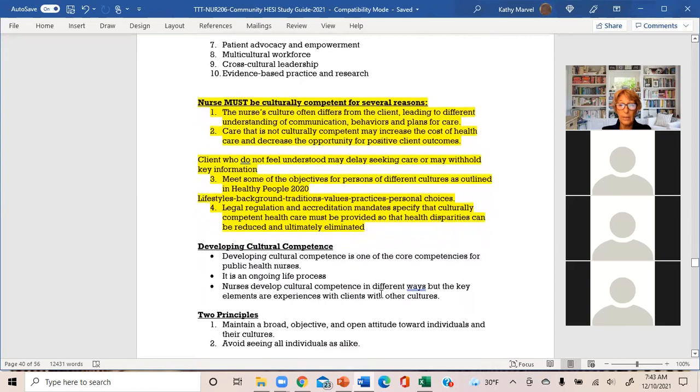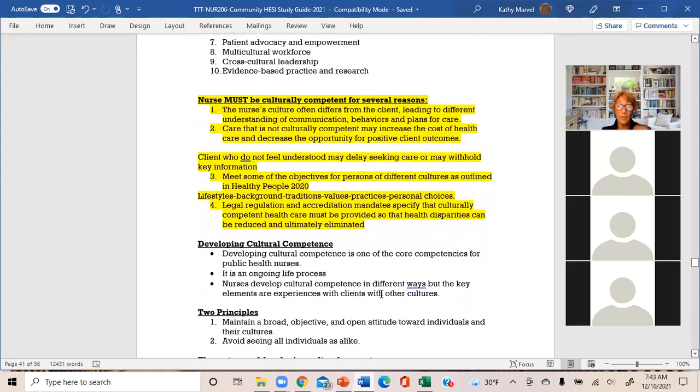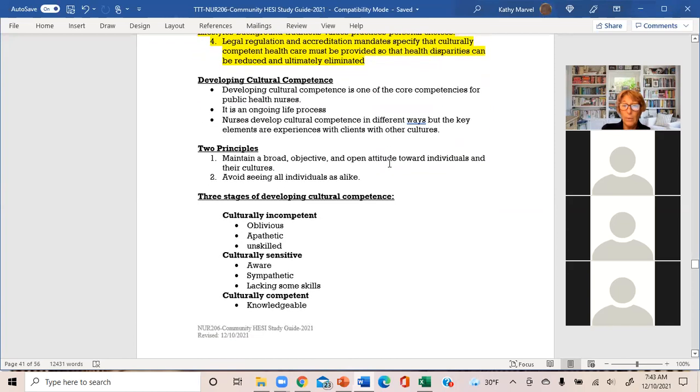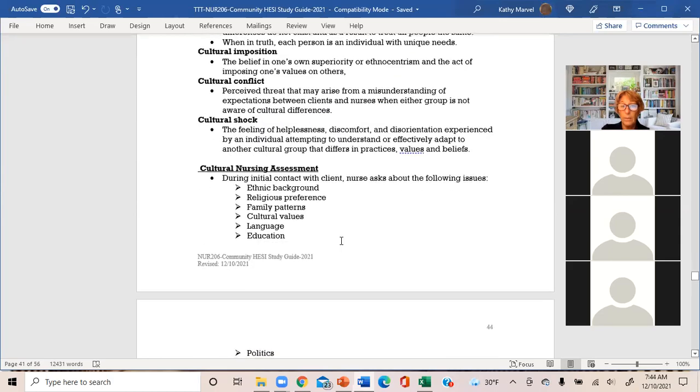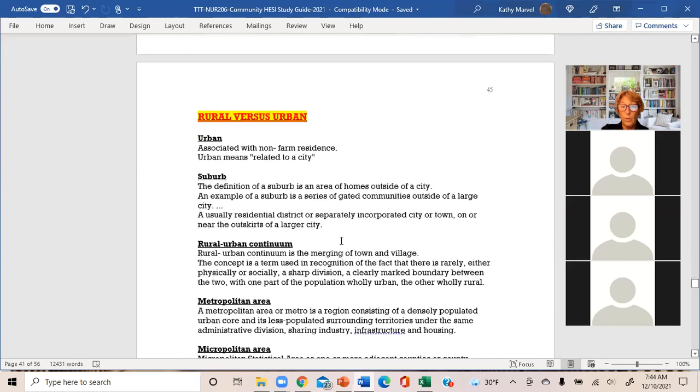And I highlighted this because I felt like it was important. Nurses must be culturally competent for several reasons, and we just talked about that. We talked about some of the issues. The client who doesn't feel understood may delay seeking care. How do we develop cultural competence? Three stages of developing it. Okay, so we went through all that in class. That should be a review.